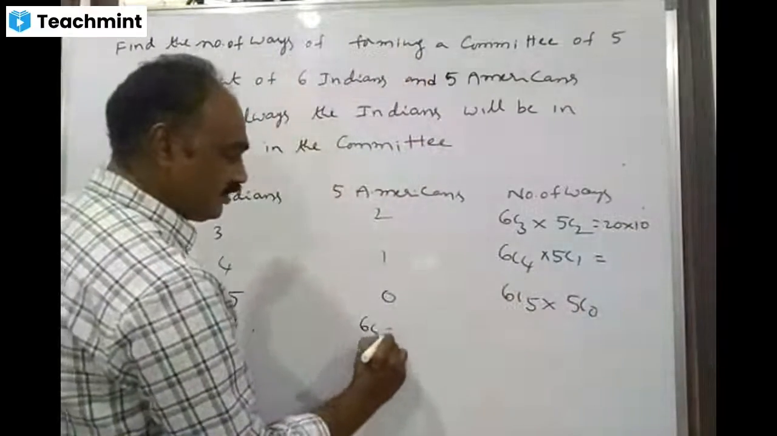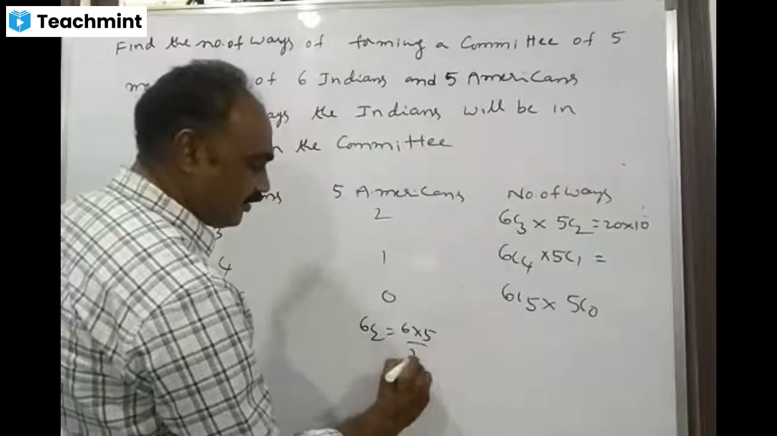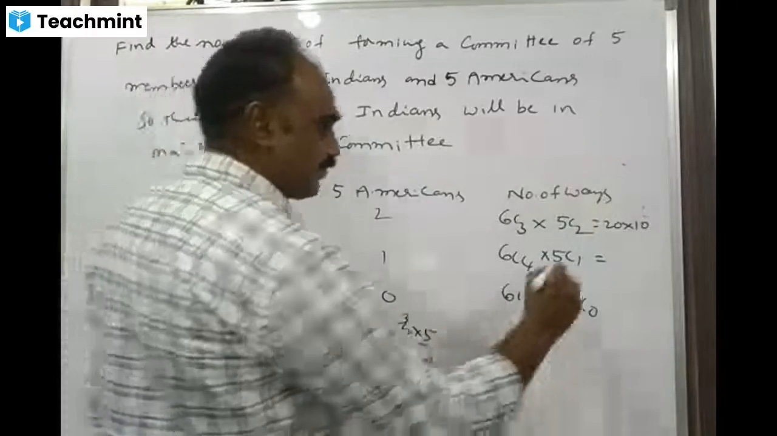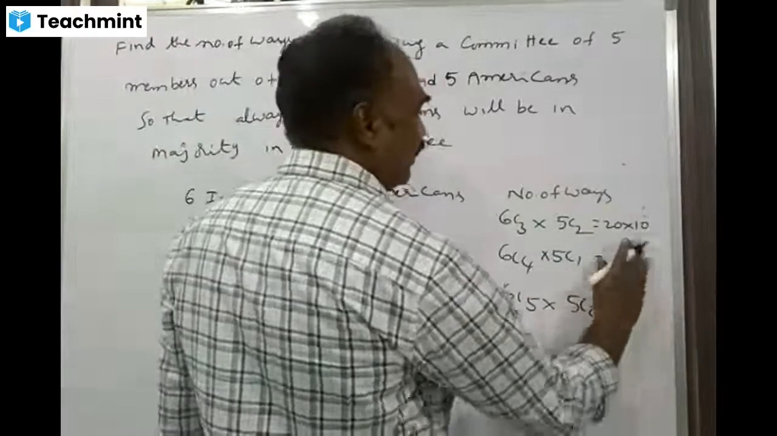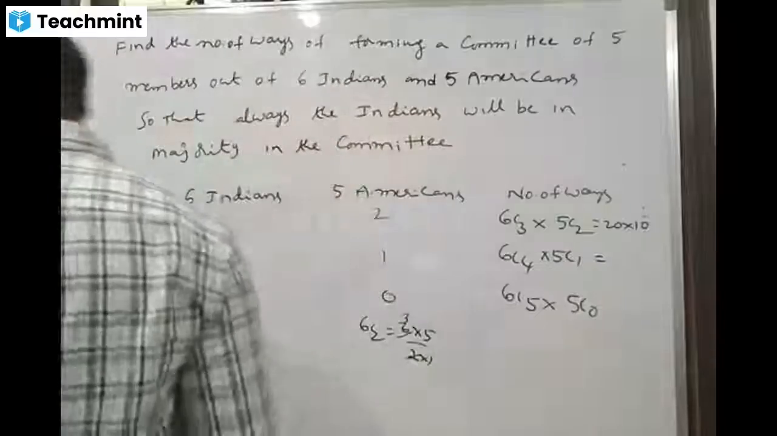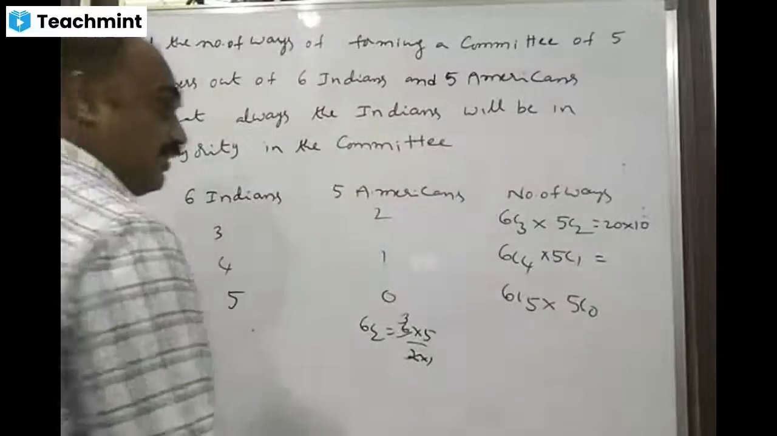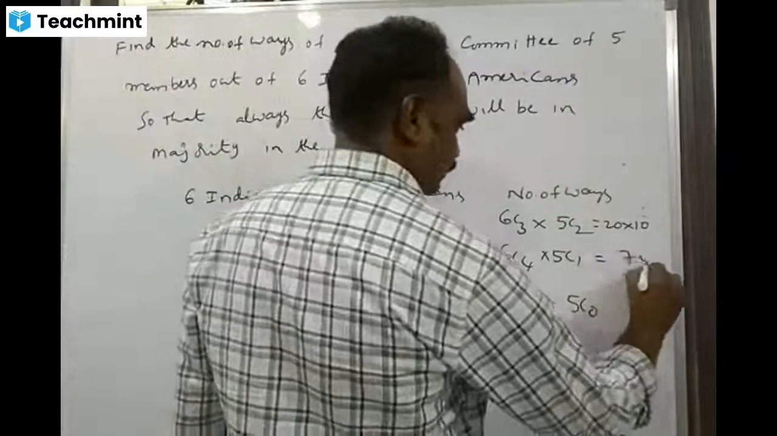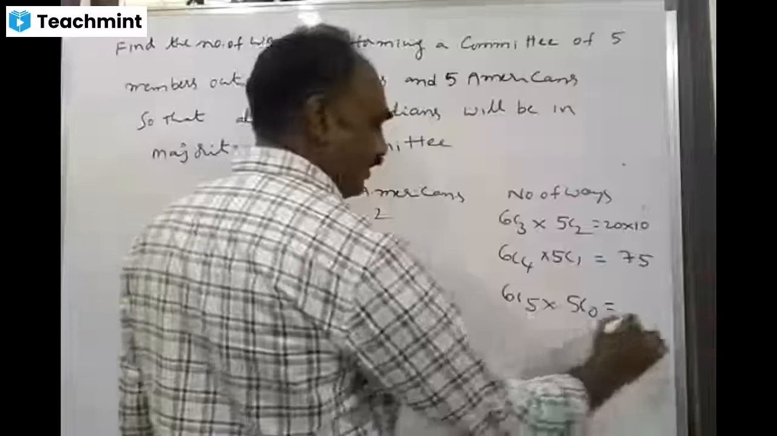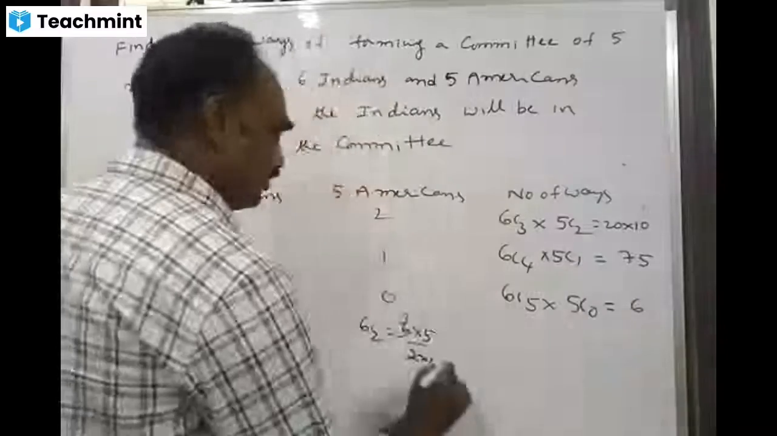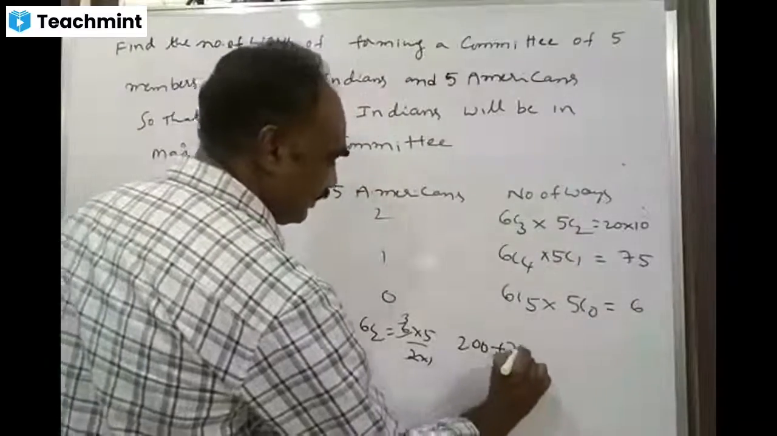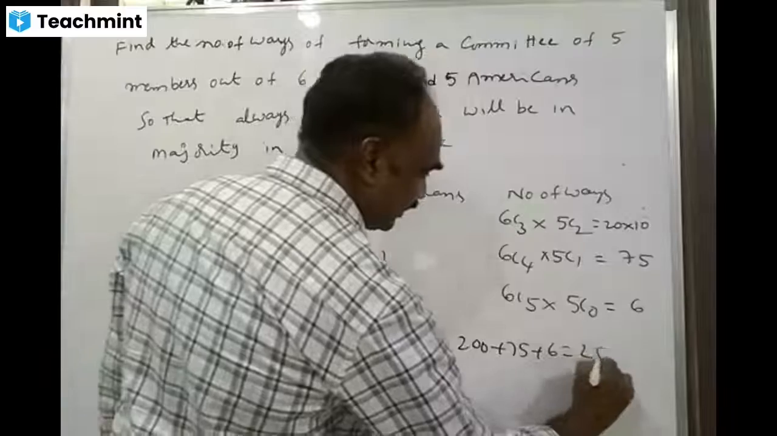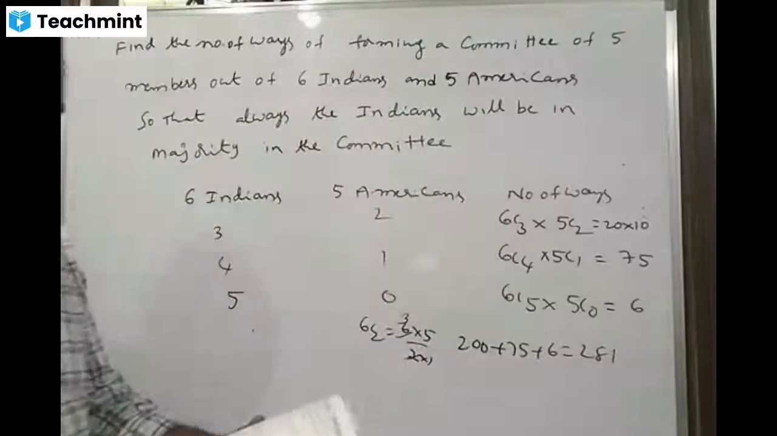6C4 means 6C2. Friends, 6C2 is equal to 6 into 5 by 2 into 1. 2 3s are 6, 15. 15 into 5, 15 5s are 75. This is 1, 6C5 is 6. Total answer, friends: 200 plus 75 plus 6, 281. Answer 281.